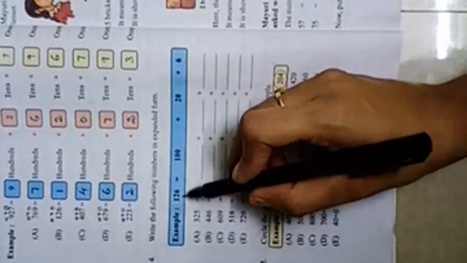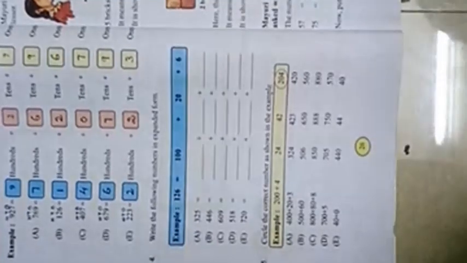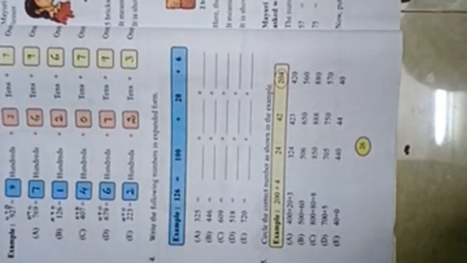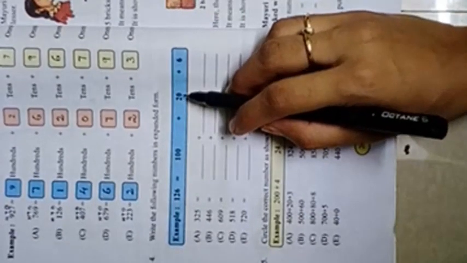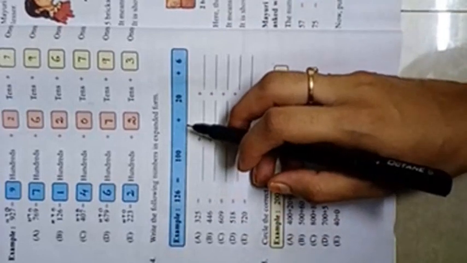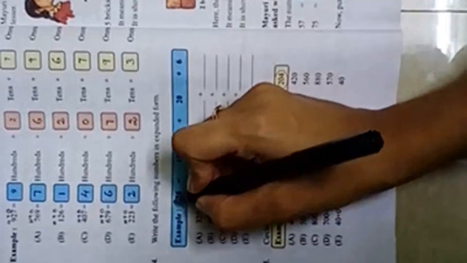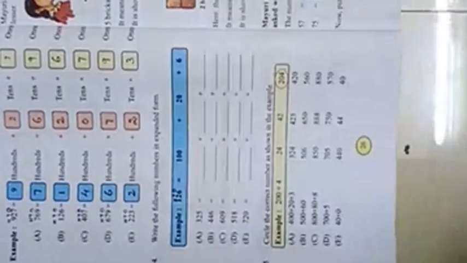Here, the example is 126. He has written 100 plus 20 plus 6. Why did he write like this? Can you please tell me? Exactly. First you write places, then you'll understand.